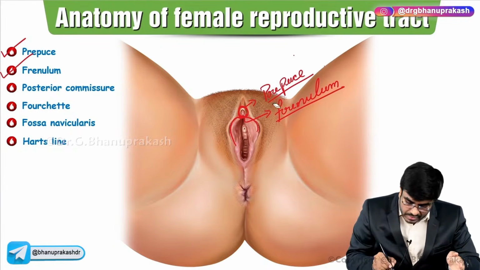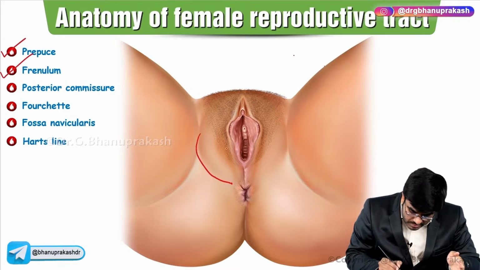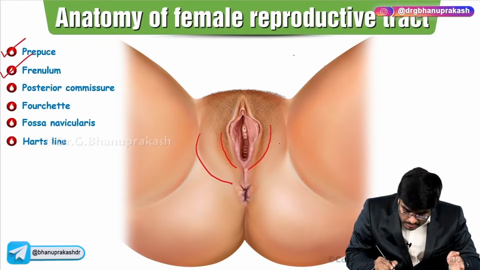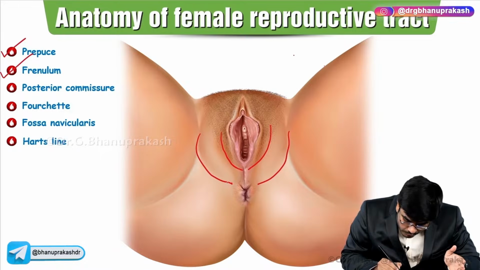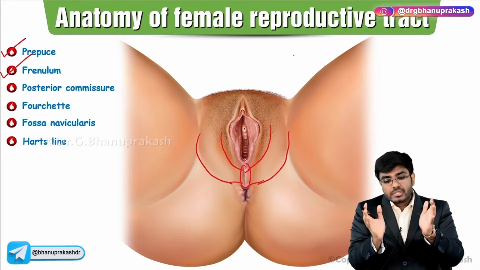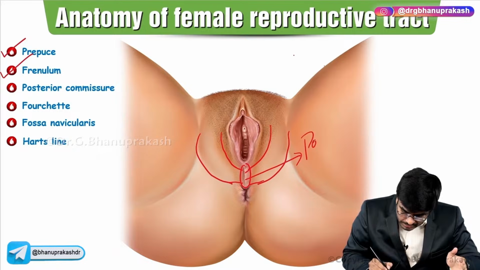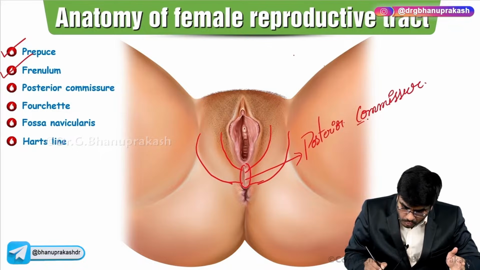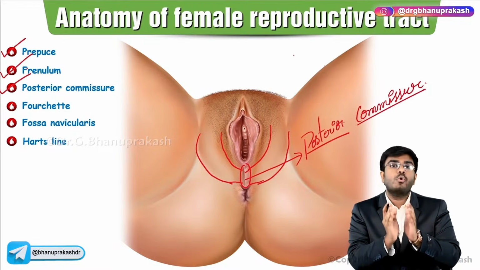Now if you can see these labia majora, these thick folds, they are coming posteriorly and they are fusing here in the midline. So this structure where the labia majora fuse posteriorly is known as posterior commissure. Okay, so what exactly is posterior commissure, guys? Fusion of labia majora posteriorly.